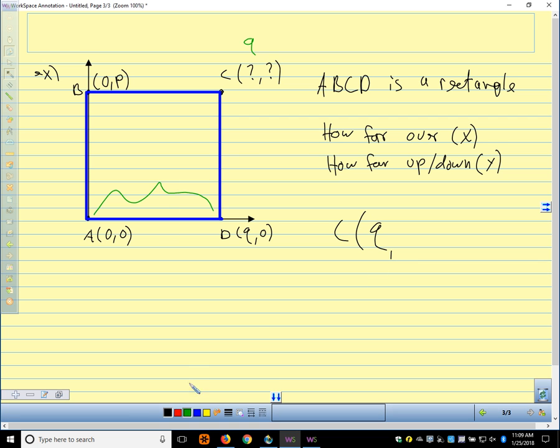So this is Q. And how far up have we gone to get there? P. That's what this tells us. We've gone up P. So there's a P. That has to be P. So the coordinate of C is Q, P. And unless we knew what P was and what Q was, we wouldn't be able to write numbers in it. We just write it as Q, P.